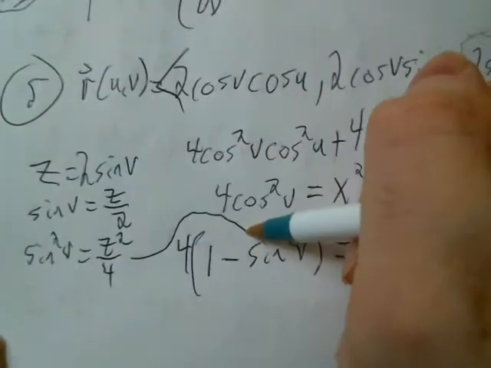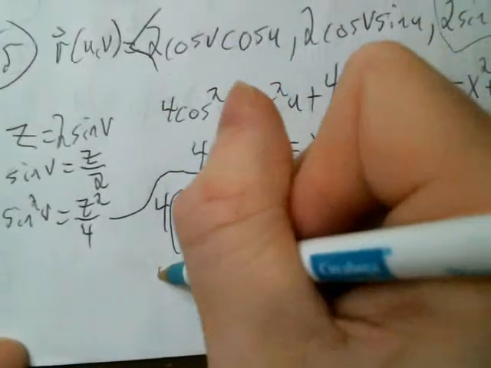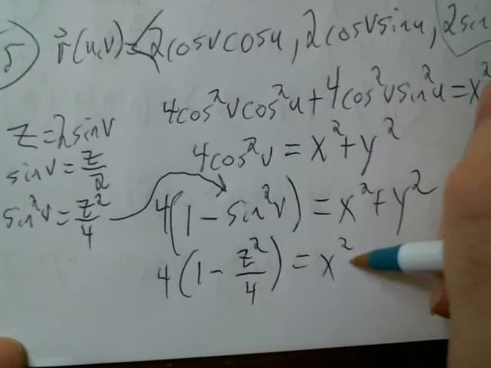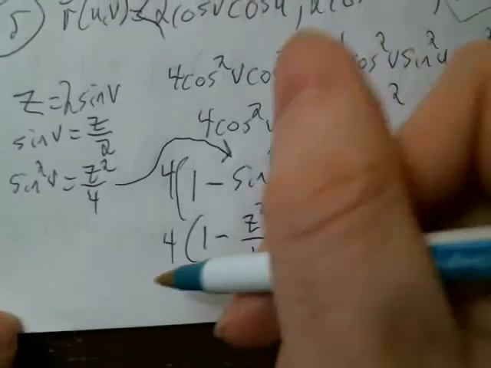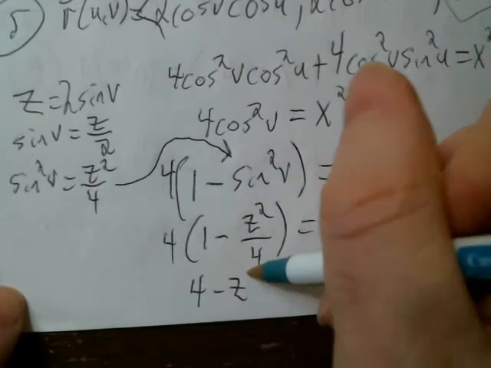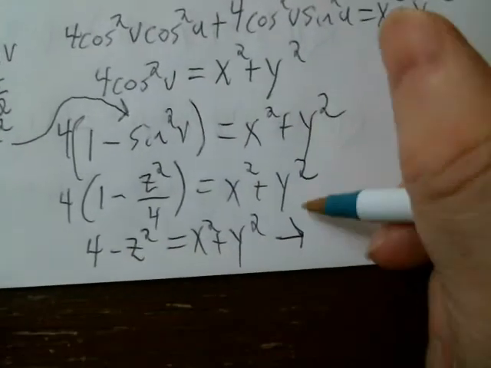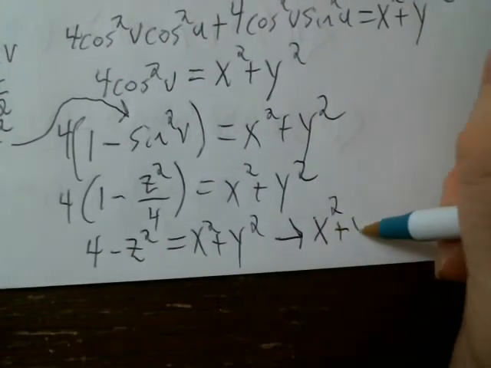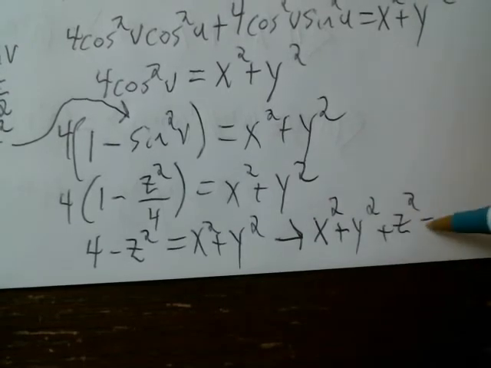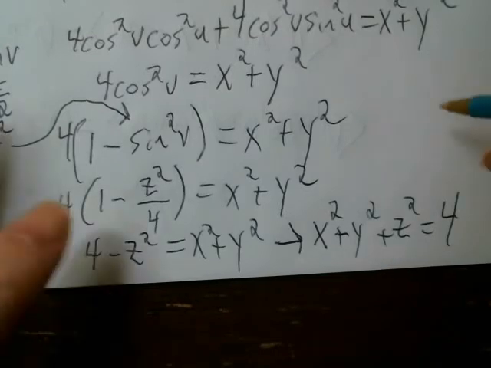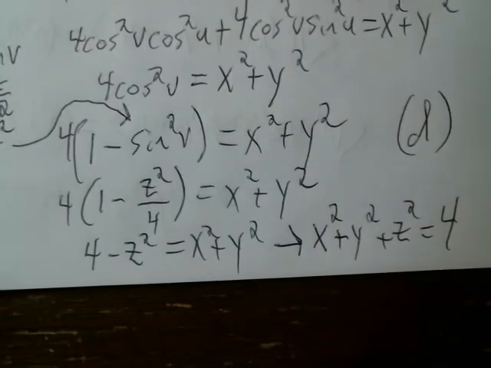Okay, so you could plop that into there to eliminate the v parameter, and you get 4 times 1 minus z squared over 4 equals x squared plus y squared. And then distribute the 4, and you get 4 minus z squared equals x squared plus y squared. And now it's looking really familiar, right? That's just a sphere. x squared plus y squared plus z squared equals 4. A sphere with radius 2. Okay, and if you look in the book, there's only one sphere given, it's D. Let's look at one more.